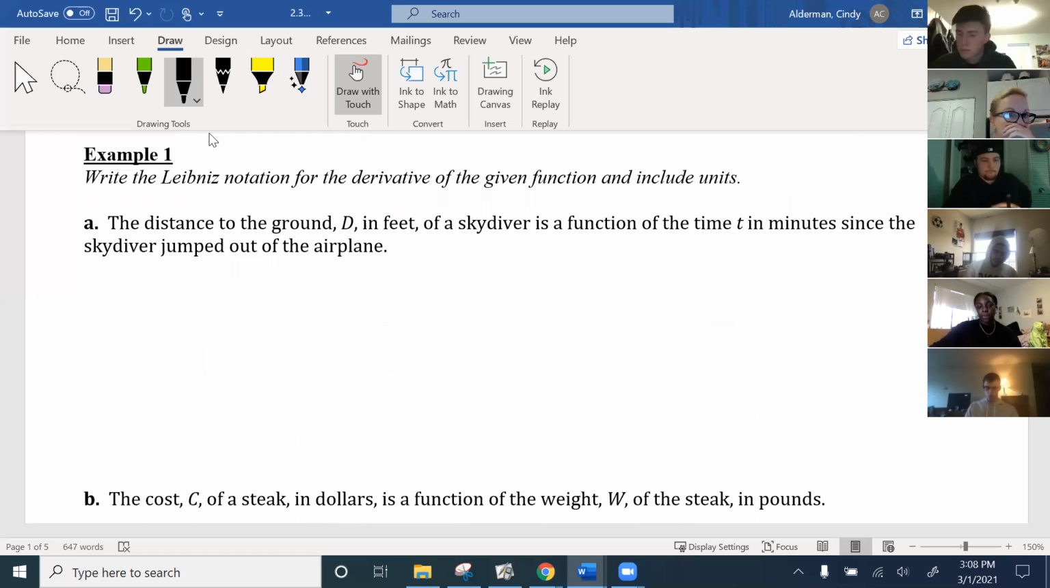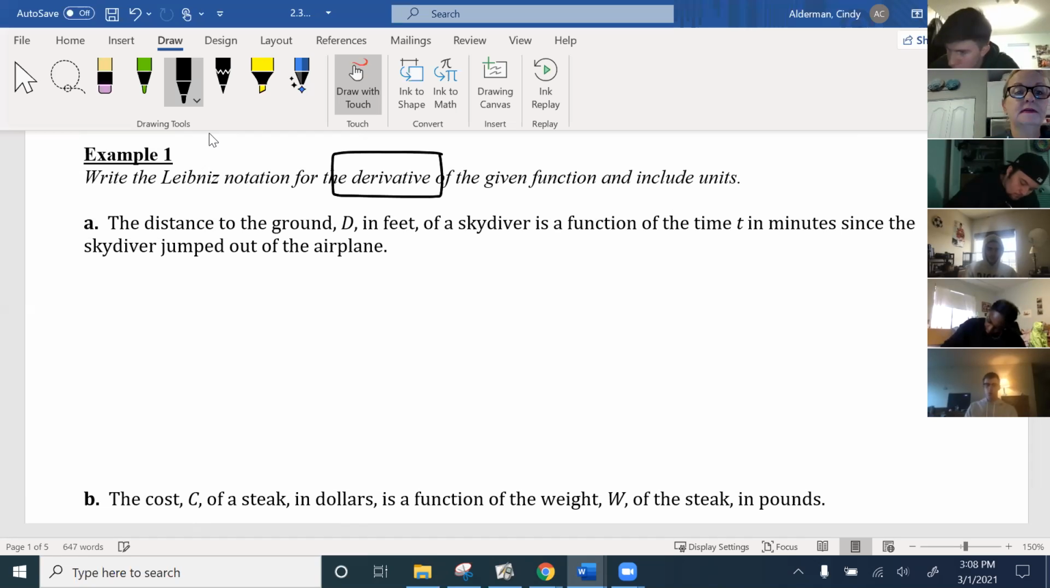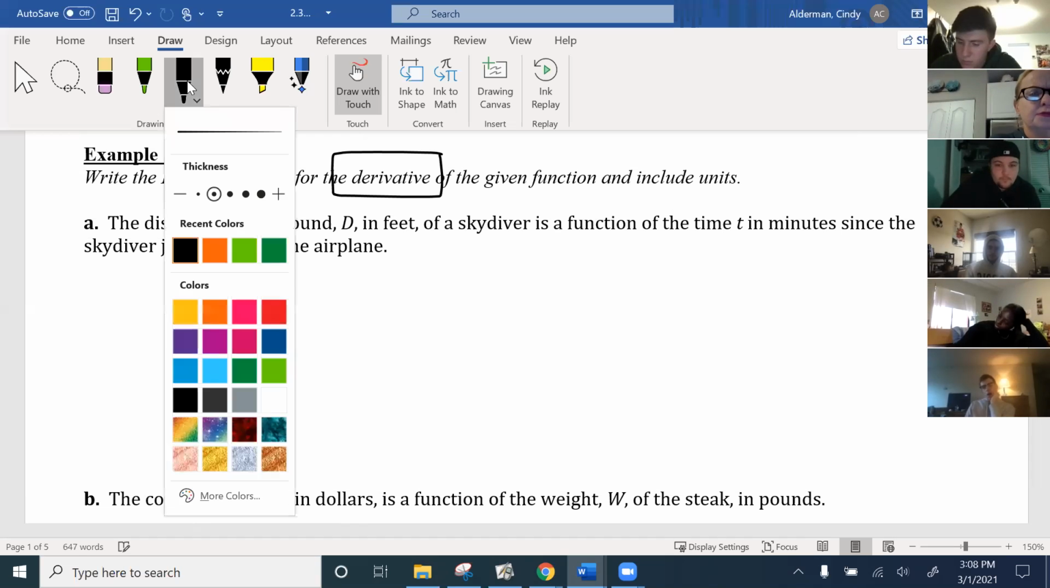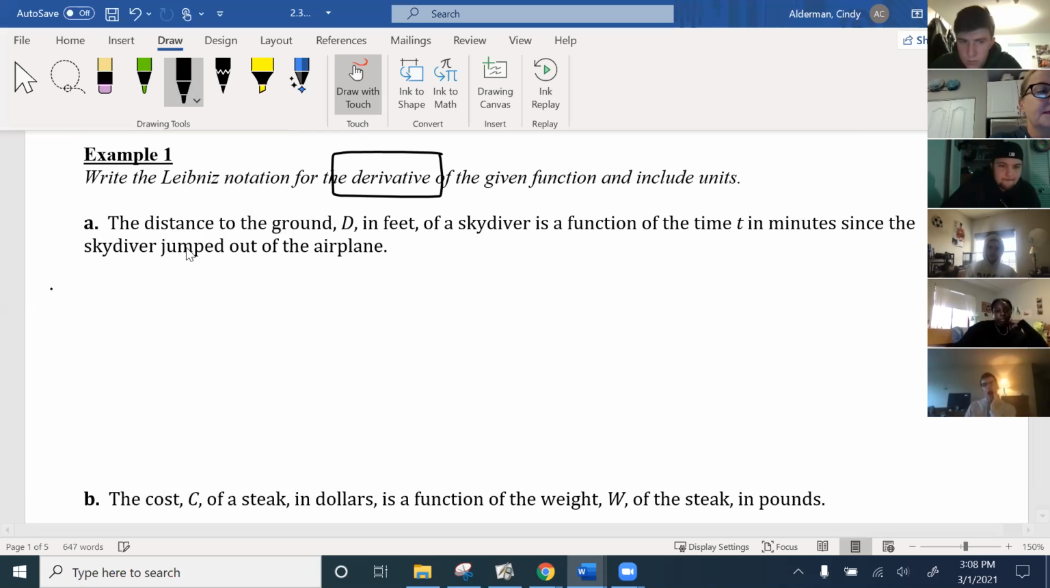Okay, so we're going to practice writing Leibniz notation for the derivative of the given function. So we want the notation for the derivative of the function that they give us. So what we're going to do first is start with what is the original function?